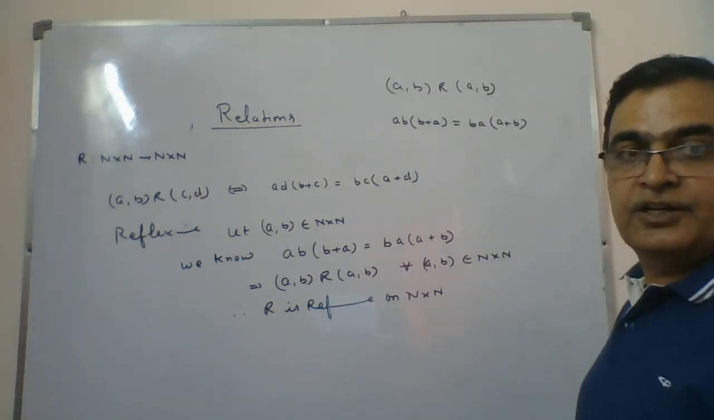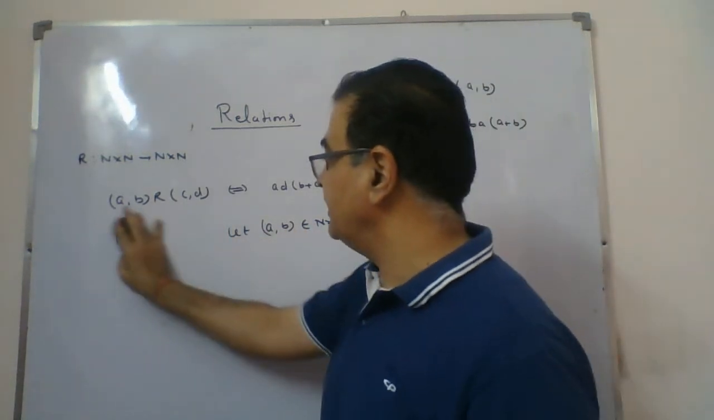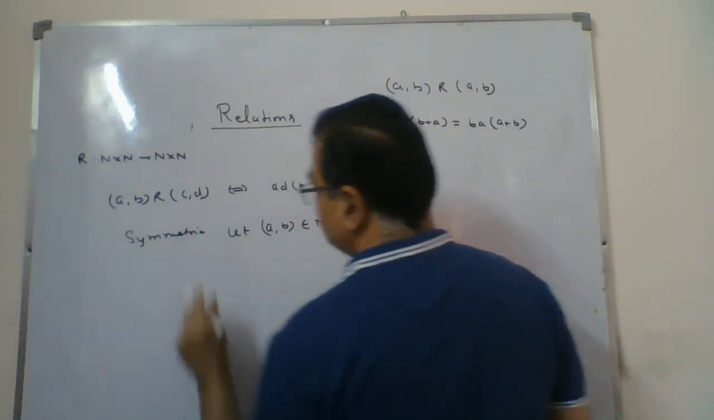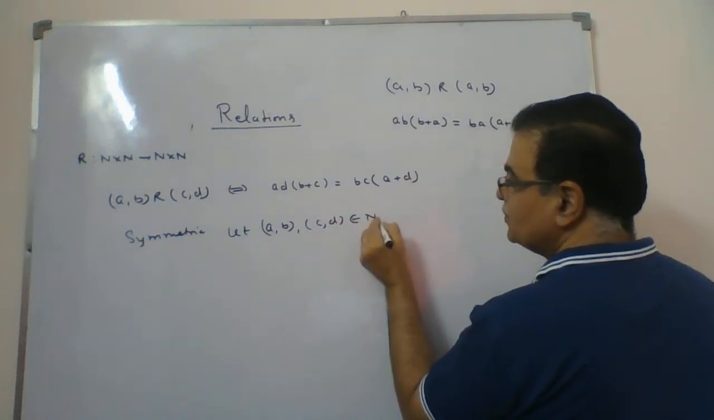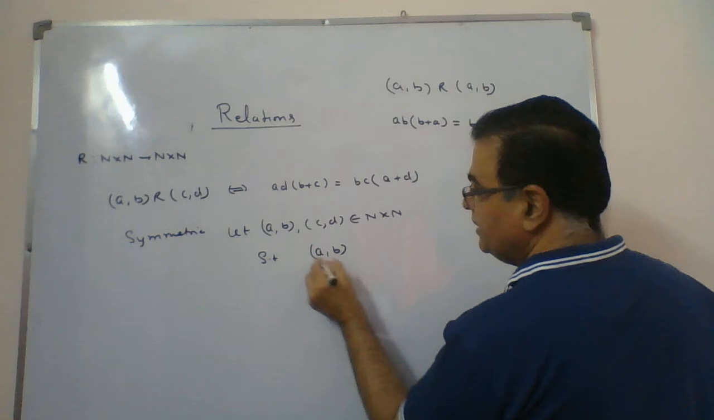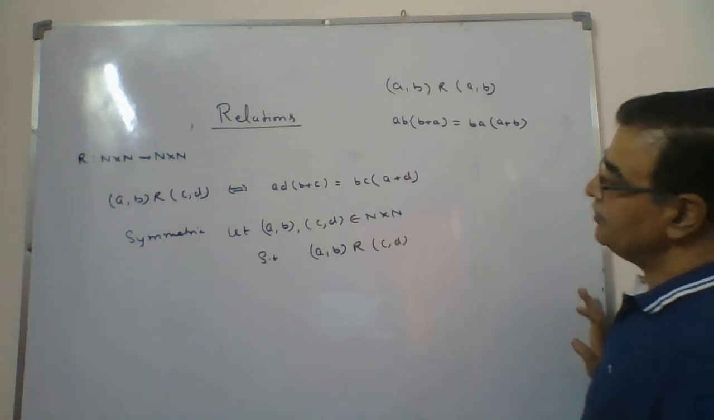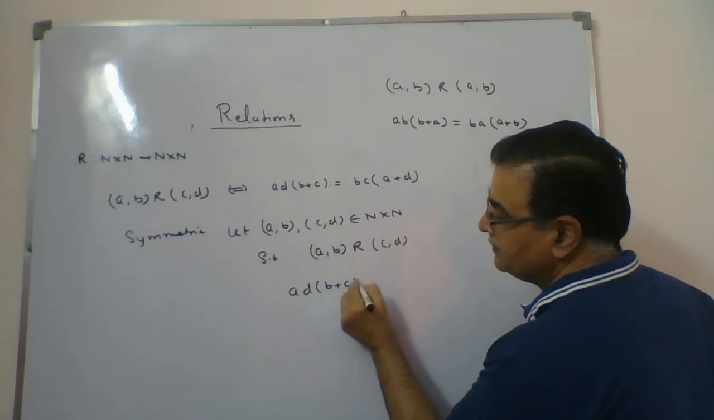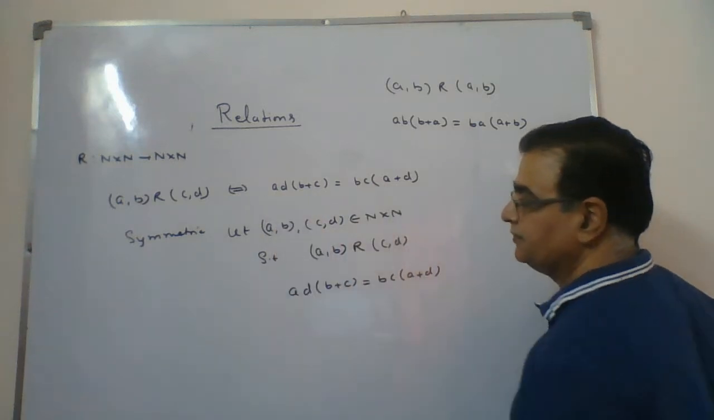Now coming to the second condition, that is symmetric. In symmetric, again two elements. Let (A,B) and the second is (C,D) belong to N cross N, such that (A,B) relates with (C,D). What is the condition here? It is given AD into B plus C comes out to be BC into A plus D. This is given in the question.